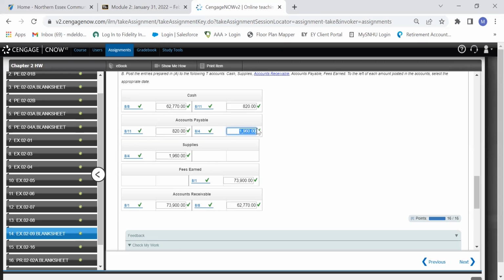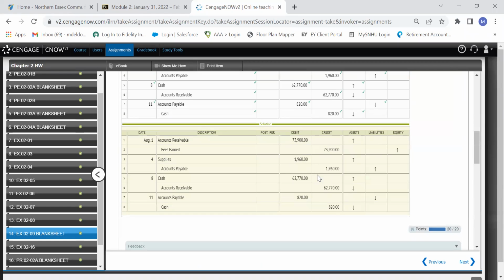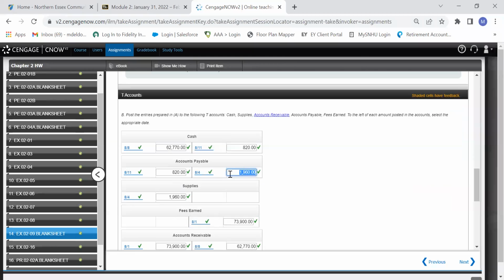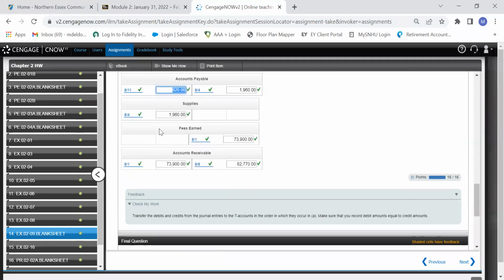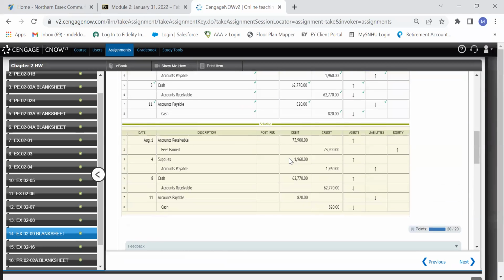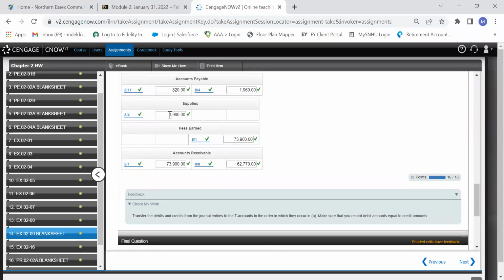So if we want to increase an accounts payable, we credit that account. So we had this transaction where we bought supplies on account. So we credit accounts payable in the T account. And then when we pay the accounts payable, we debit it, the 820, we decrease it. Supplies only had one transaction. We purchased supplies for 1,960. So the T account increases 1,960. Later on, as we use those supplies, we're going to credit supplies and debit expense, but the question doesn't ask us to do that, right?